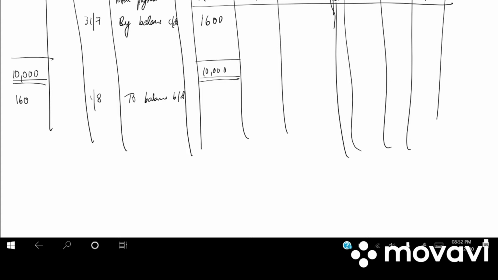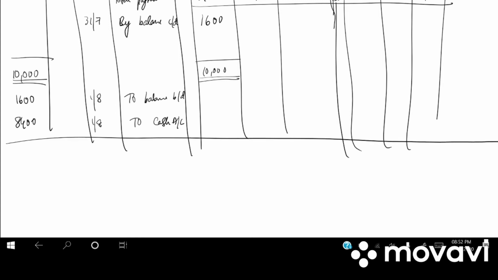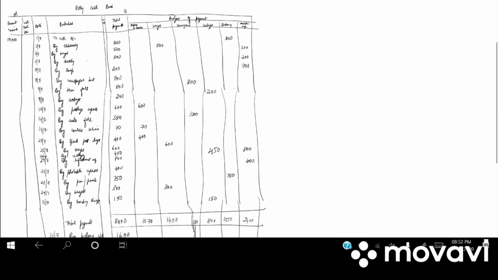On the amount received side we will be writing 1,600, and on 1st August cash will be given to the petty cashier. How much cash? 10,000 minus 1,600, that is 8,400.